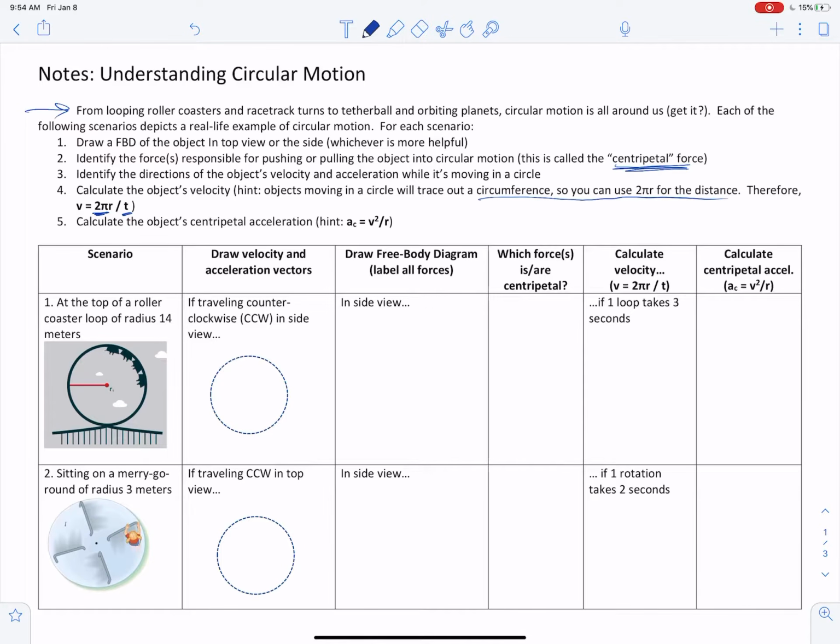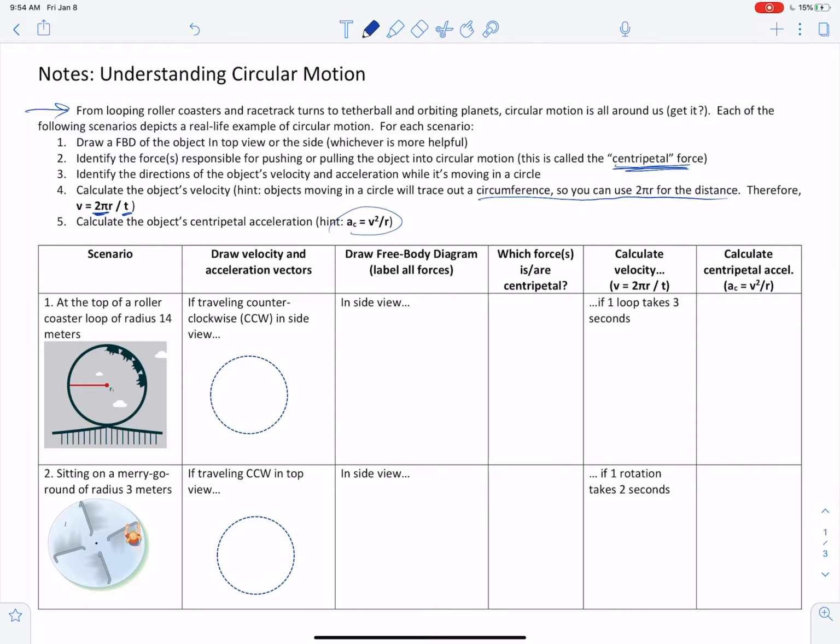Number 5, calculate the object's centripetal acceleration. And here's the equation that we will use for centripetal acceleration. Velocity squared divided by the radius. Again, centripetal acceleration means an acceleration that is pointed towards the center of the circle.